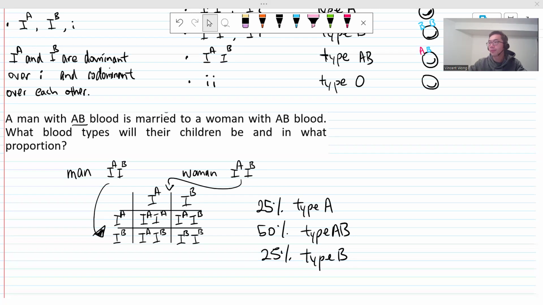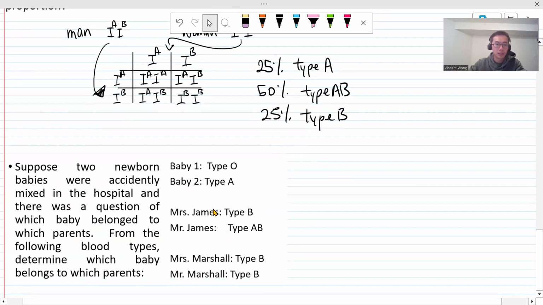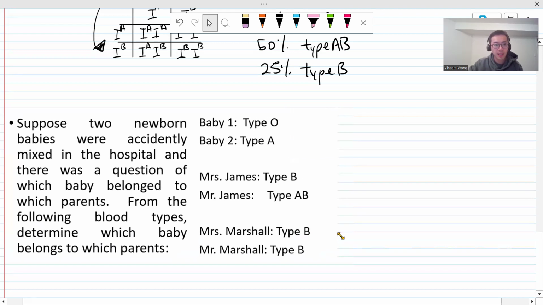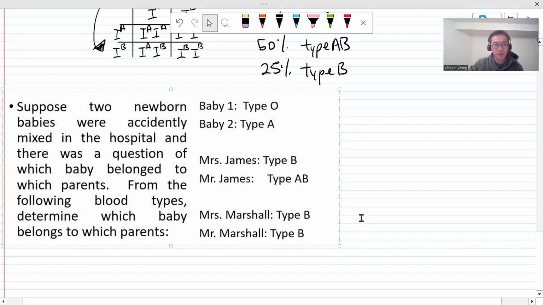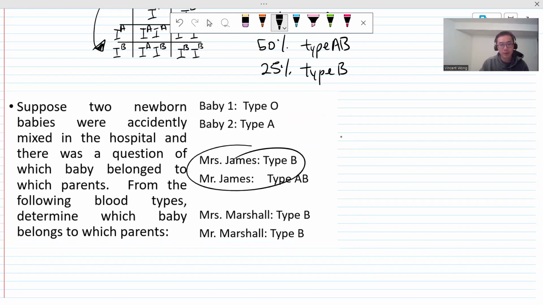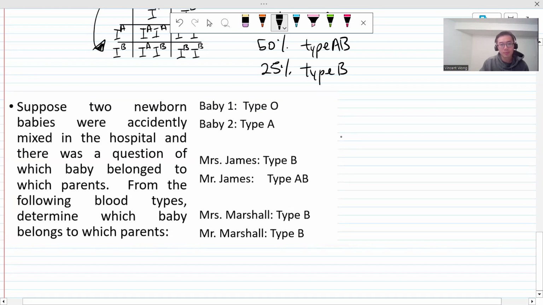Okay. Let's take a look at the next question. So let's say the babies got mixed up at the hospital. Okay. So can we find out which baby belongs to which parents? We have two parents here, two couples, and then we got two babies. So I'll give you a moment to try to figure it out.